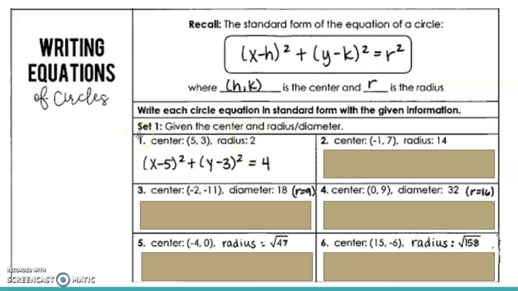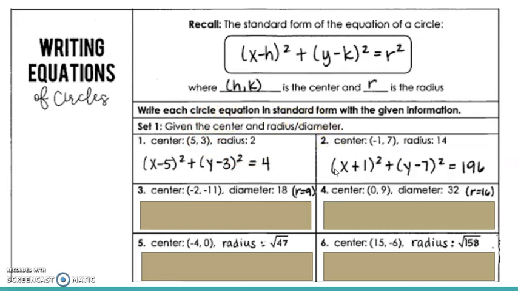The other thing to keep in mind is when we're writing the equation of the circle, while 5 and 3 are positive, in my equation, I have to have that minus in front. So the minus 5 gives me the positive 5 when I pull out my center, and minus 3 gives me my positive 3. It's the opposite. Number 2 is done the same way, so I need to square my radius to get r squared is 196. When I plug in -1, that's the same as subtracting a -1, so I'm going to write it as adding. And if it's positive 7, then it's going to be -7.